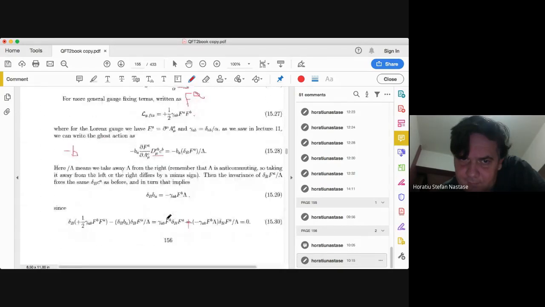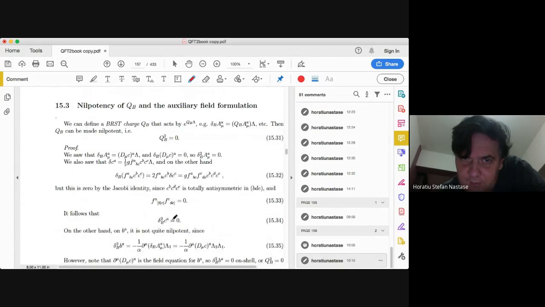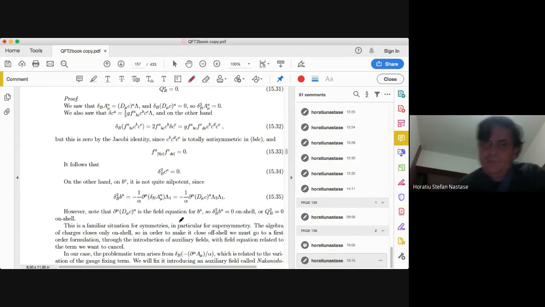So that is equal to 0. So the second variation of C is also equal to 0. However, for the anti-ghost B, the second variation is not quite 0. Varying it once, you get d mu A mu lambda minus 1 over alpha d mu A mu lambda.